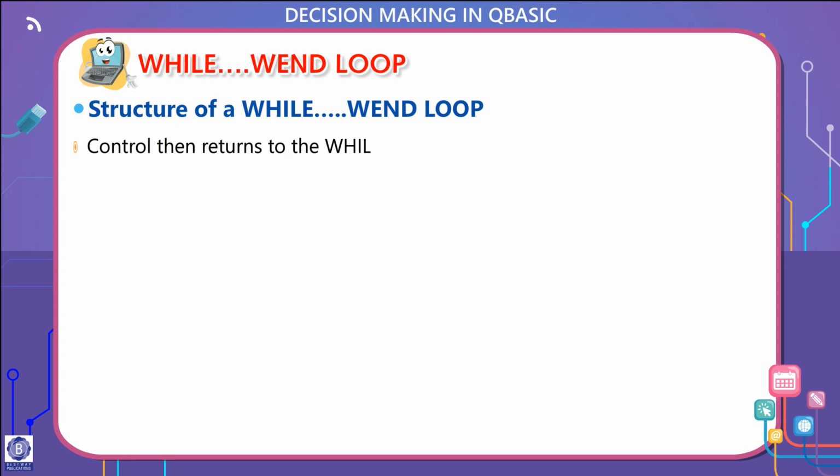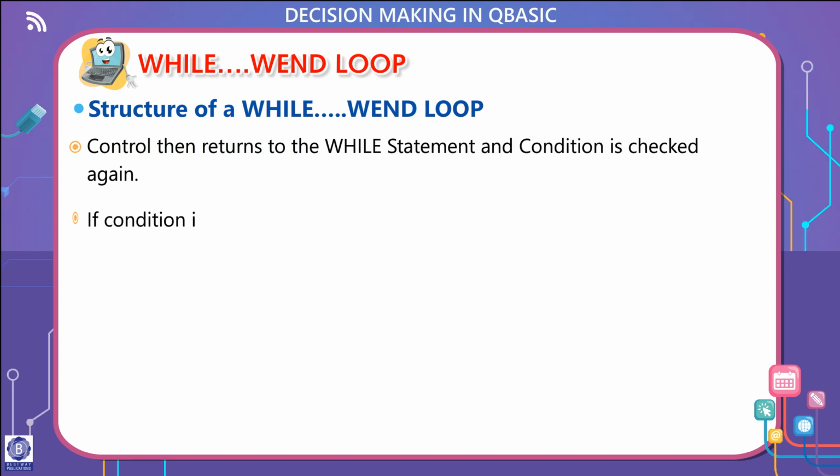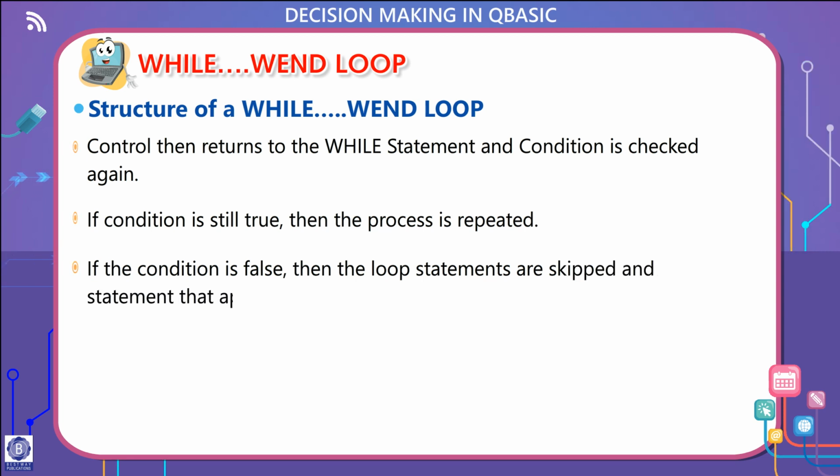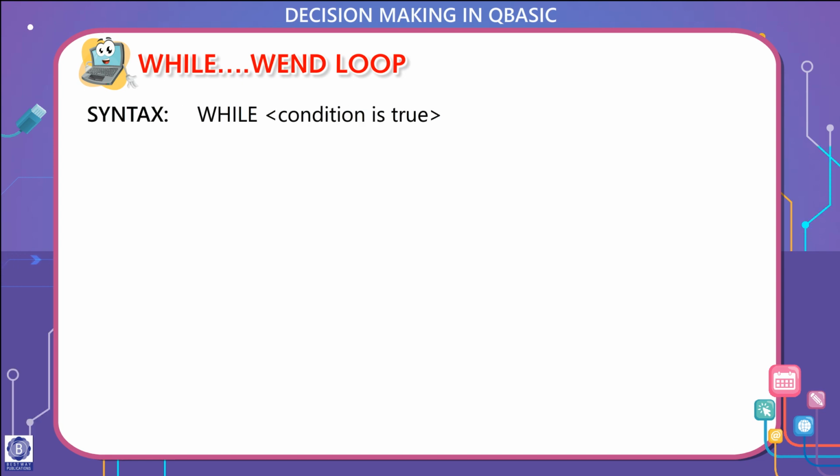Control then returns to the while statement and the condition is checked again. If the condition is still true, then the process is repeated. If the condition is false, then the loop statements are skipped and the statement that appears after the wend statement is executed. Syntax: while condition is true, do this and this.